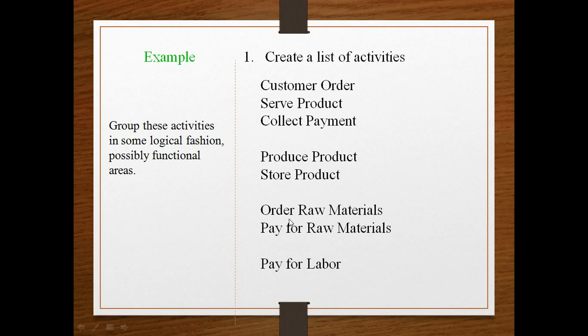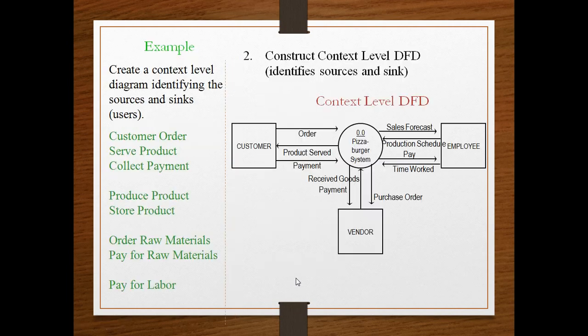The third is the moment you understand your customer base is increasing, so you will keep the raw materials available also. So you have to order those raw materials and pay for the raw materials. That becomes your third group. And last is pay for labor, that is your fourth group. This is how you group your activities so that you understand: this is where the customer orders, you serve the product, collect the money, produce the product, store the product, and then order the raw material, pay for the raw material and pay for the labor.